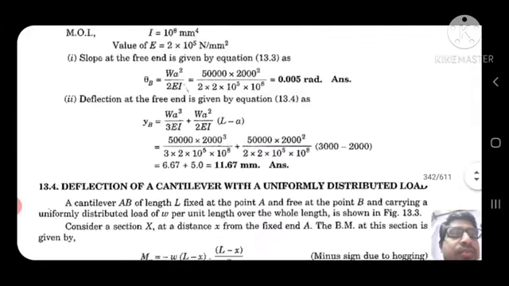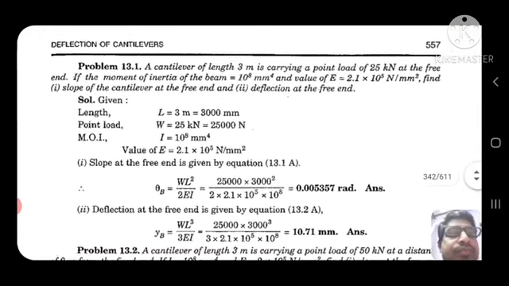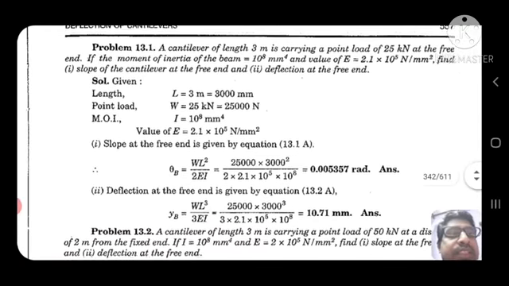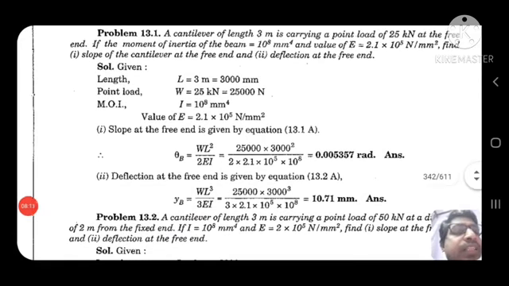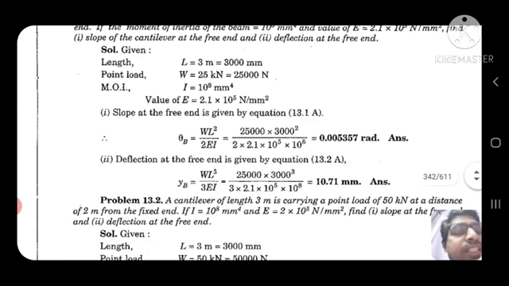Now, a cantilever of length 3 meter is carrying a point load of 25 kilonewton at the free end. If the moment of inertia of the beam is equal to 10 to the power 8 millimeter to the power 4 and the value of E is equal to 2.1 into 10 to the power 5 Newton per millimeter square, find the slope of the cantilever at the free end and the deflection at the free end.